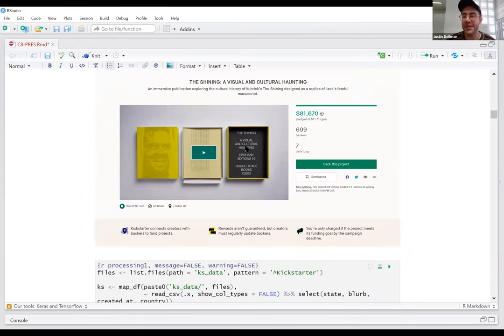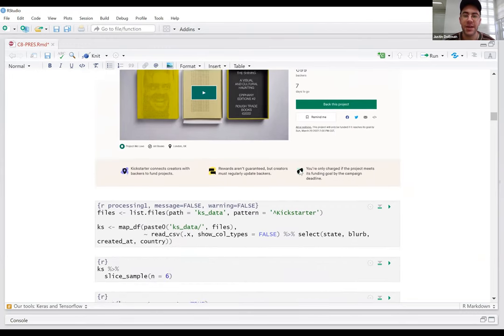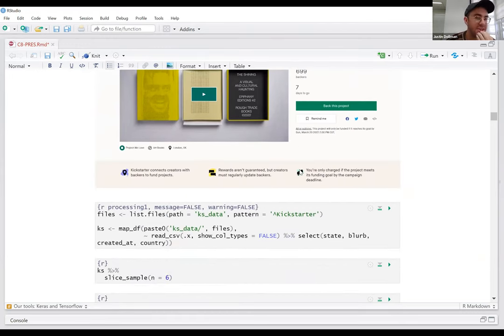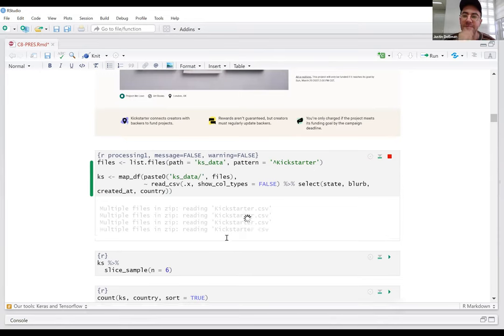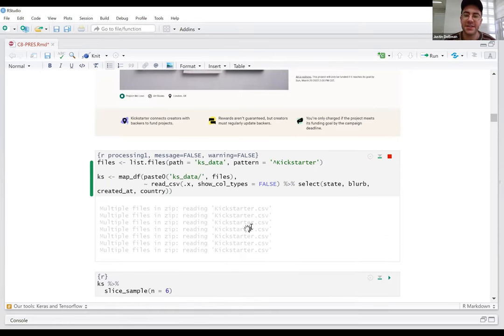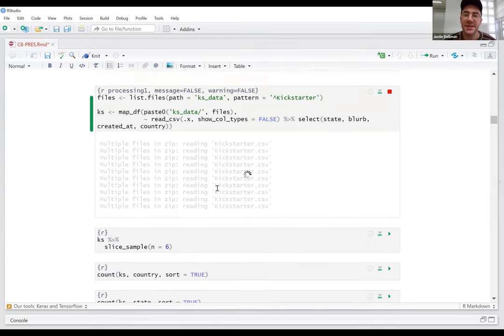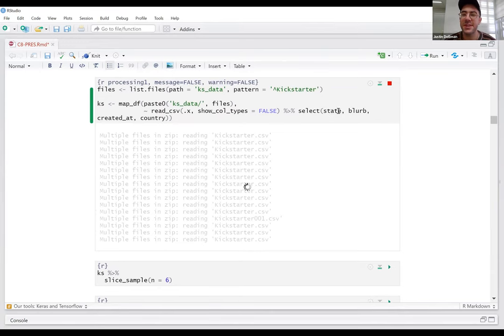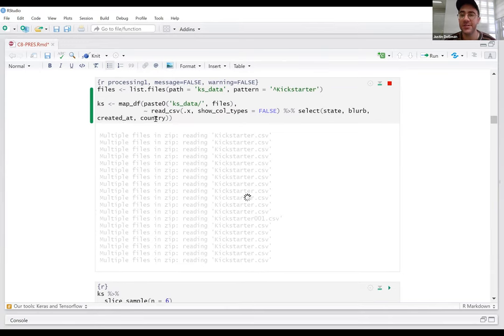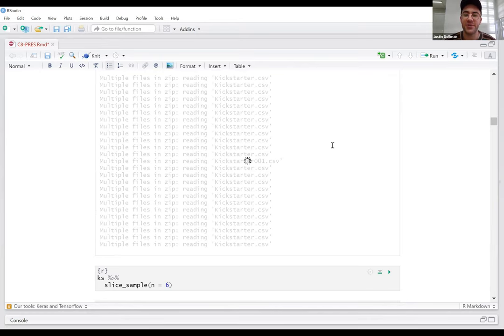And again, like I said, someone has been scraping this, so we have a lot of these blurbs. I have a different data set than they have, which is nice because we can get slightly different results and see how things go. So I'm just gonna start doing this. I have a bunch of zip files, and this will just take a second. While I wait, some columns that we're gonna have are state, blurb, created at, and country. And I'll let the data speak for itself in a second.